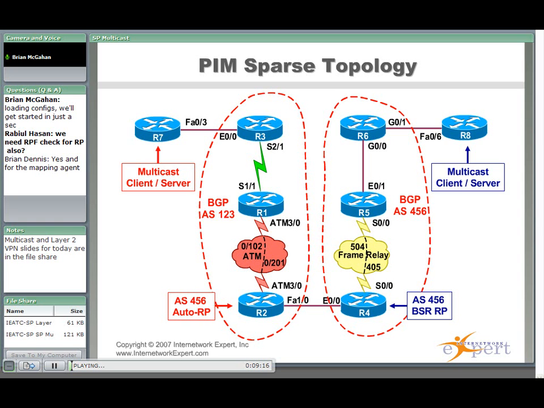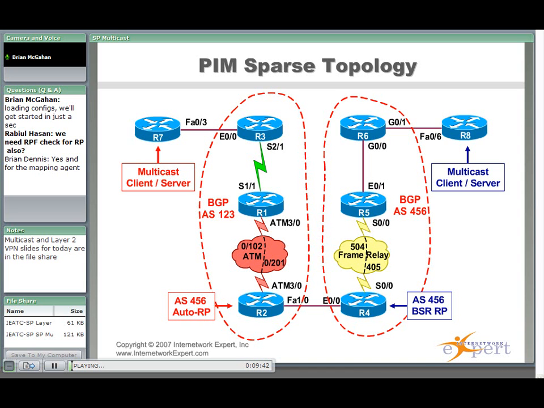So the first thing that we're going to do is configure basic sparse mode inside AS456, and we're going to use AutoRP with router 2 as the rendezvous point. And in AS456, we're going to configure router 4 as the rendezvous point, and we're going to do this automatically through BSR. Router 7 and router 8, we're going to use them to simulate both multicast clients and multicast servers. The multicast server configuration is just going to be sending traffic to a multicast destination.